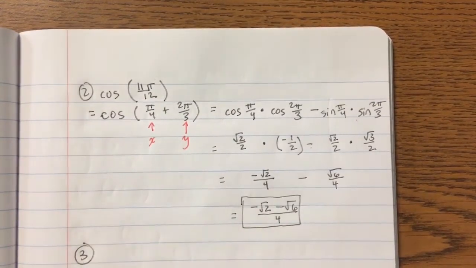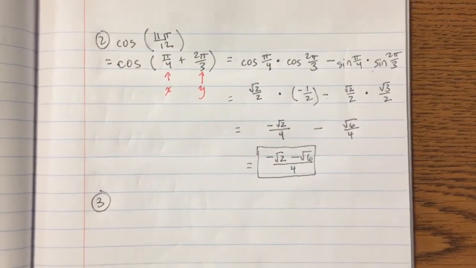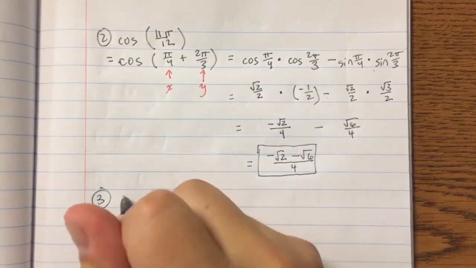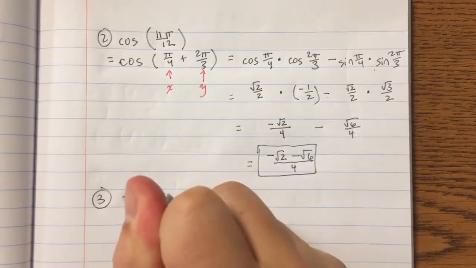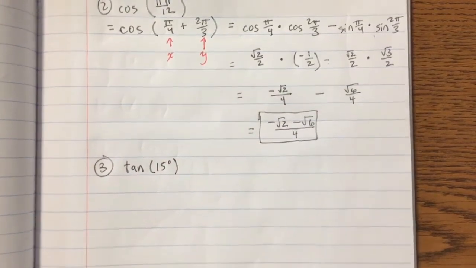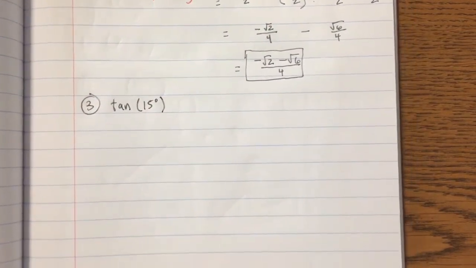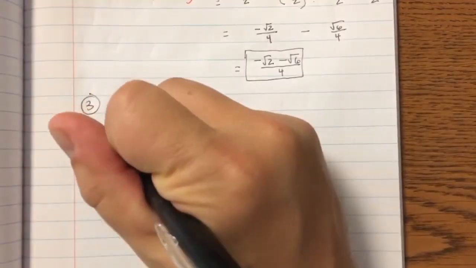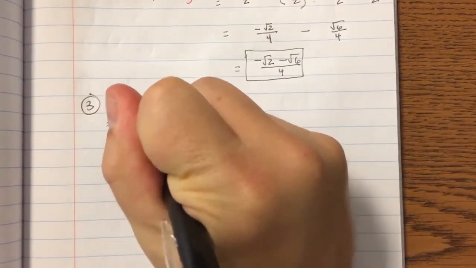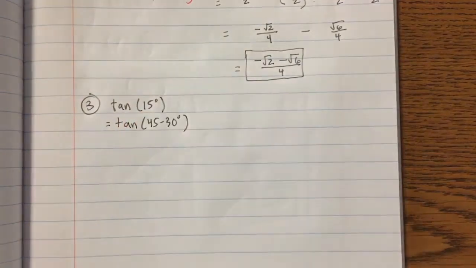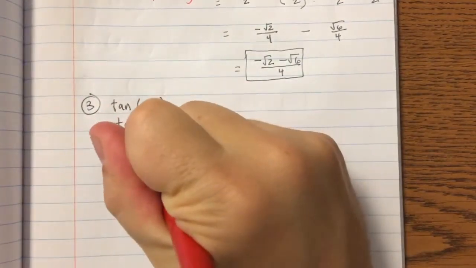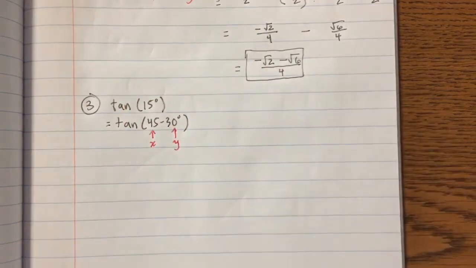All right, number 3. We'll do one of the tangent ones. We'll say tangent of 15 degrees. So we're in degrees here. Go around the unit circle, and can you find two angle measures whose sum or difference is 15? 45 minus 30, yeah, that'll work. So that's 45 minus 30, and in this case 45 is your x, 30 is your y.